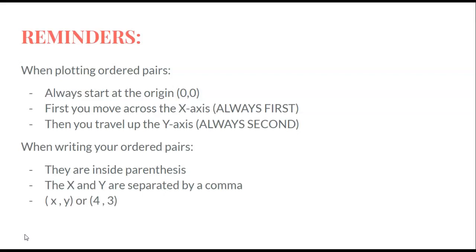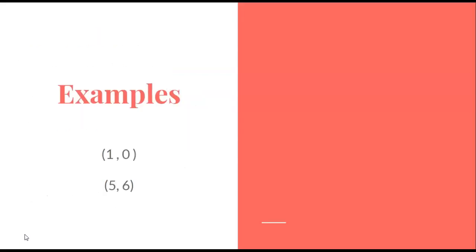When you're writing your ordered pairs, they are inside parentheses, always, and the x and y are separated by a comma. So for example, x, y in parentheses, or if we have numbers, it'd be 4, 3 in parentheses and separated by a comma. Notice our 4 is in the x and our 3 is in the y. X, then y. Just a reminder, in the alphabet, X comes first, then Y comes second. So if that helps you, remember, in alphabetical order, X is first, then Y. All right, let's look at some examples.